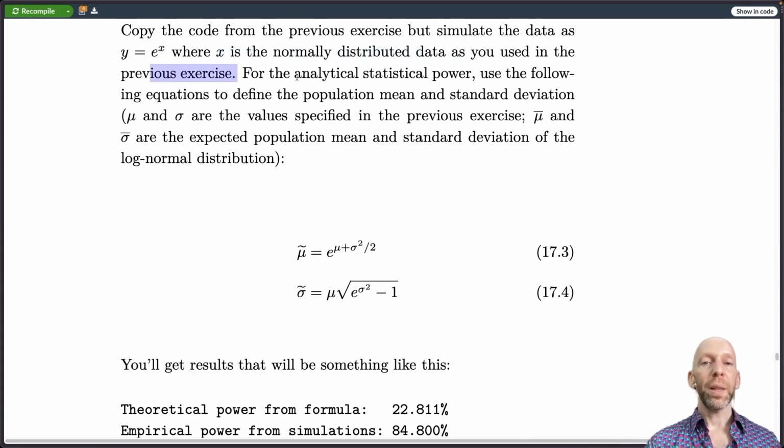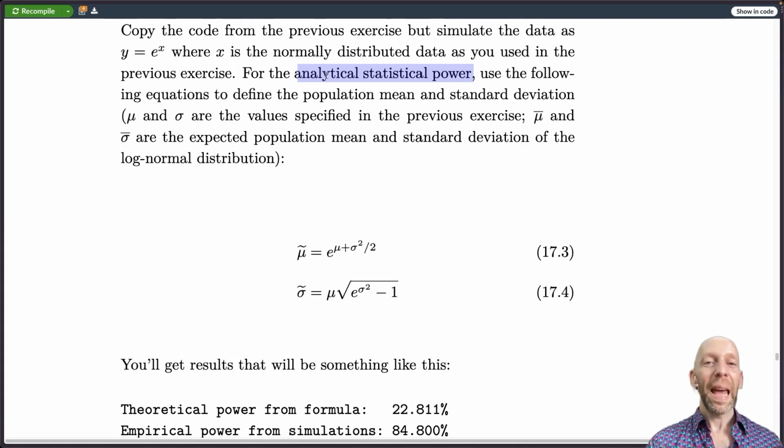Now, when you're computing the analytical statistical power, you need to know the theoretical population mean and the theoretical population standard deviation. Those are not the same thing as 0.8 and 1.8, which we specified in the previous exercise. That's because, as you learned in chapter 5, when you have a log normal distribution, the mean and the variance combine and get pushed through the natural exponential function. This is just a reminder of what you learned in chapter 5, reprinted here to make it easy for you.